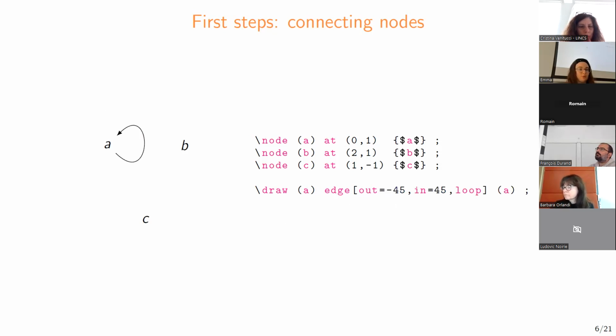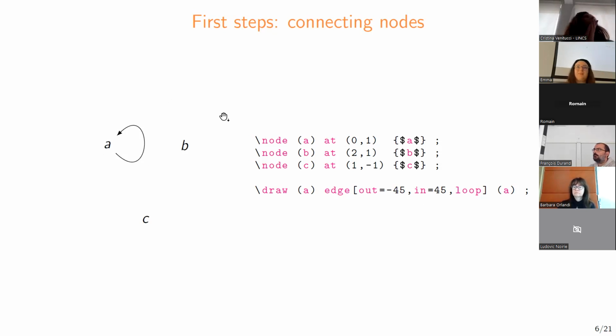And if you want to turn the loop, for example, if you have graphs, sometimes the loop above is not convenient. You can rotate it by giving the out degree of where it starts. So here I put out minus 45, so it will come out from A at an angle of minus 45 degrees. And I put in 45, so here it's an angle of 45.